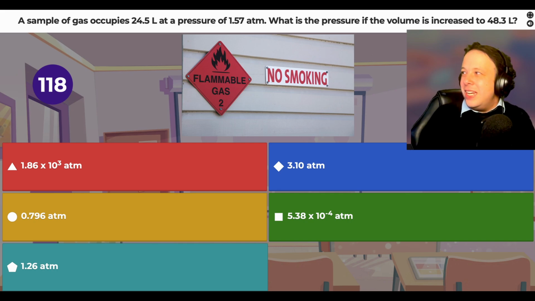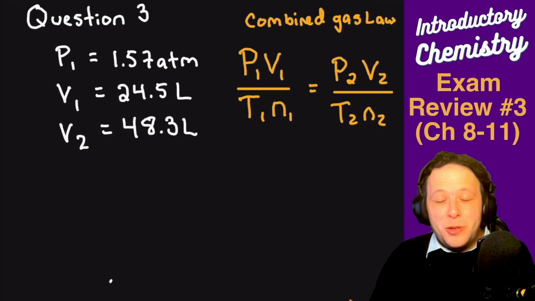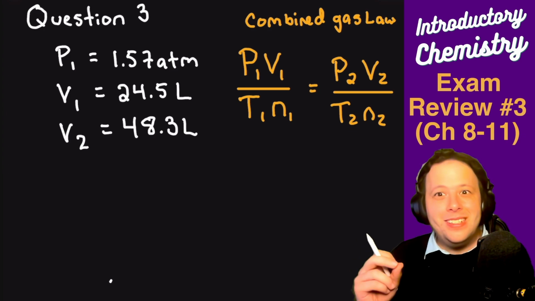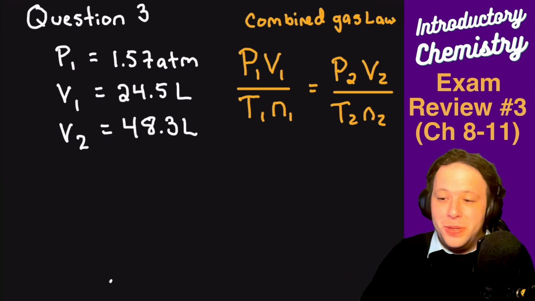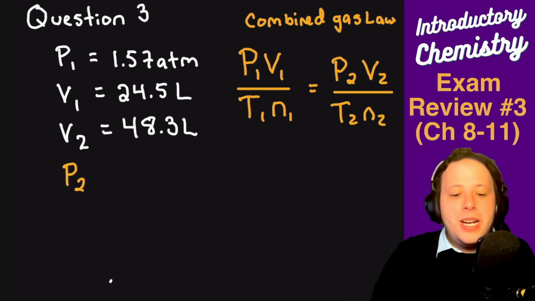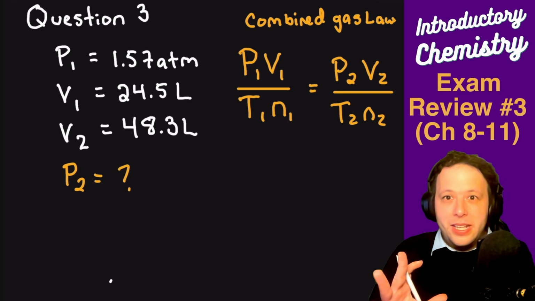A sample of gas occupies 24.5 liters at a pressure of 1.57 atmospheres. What is the pressure if the volume is increased to 48.3 liters? All right, for question number 3, we're going to be looking at the combined gas law in order to solve this one. The first thing you always want to do with these kinds of problems is write down all the different values that are here.